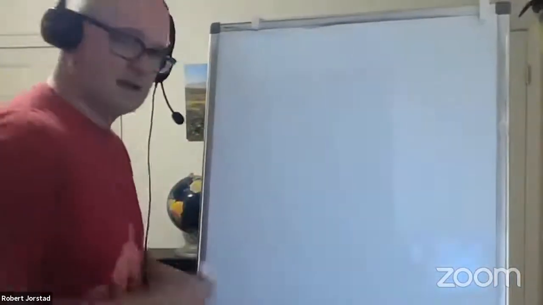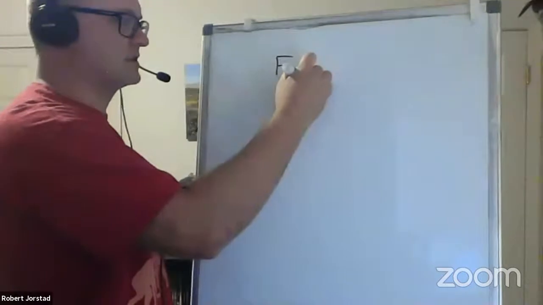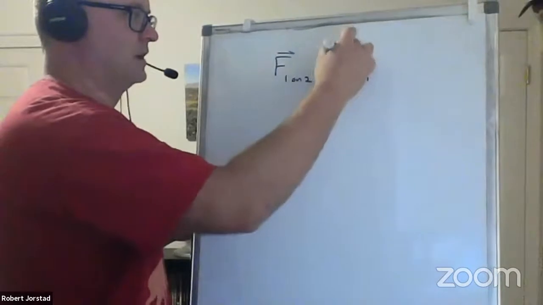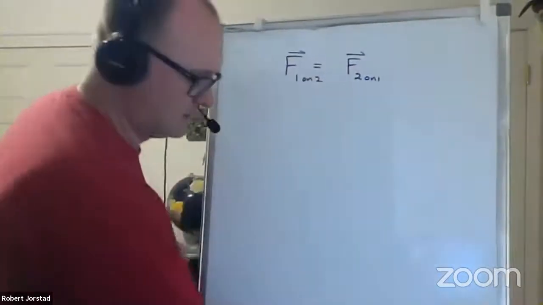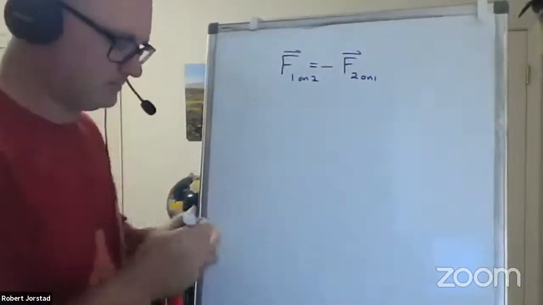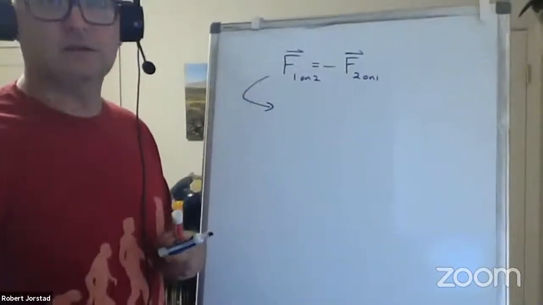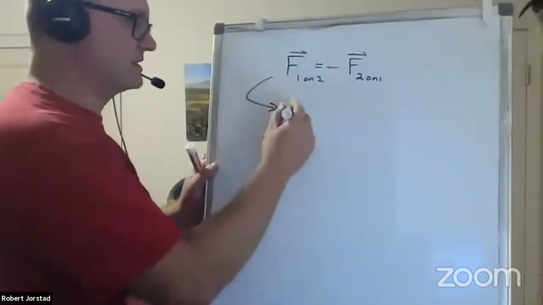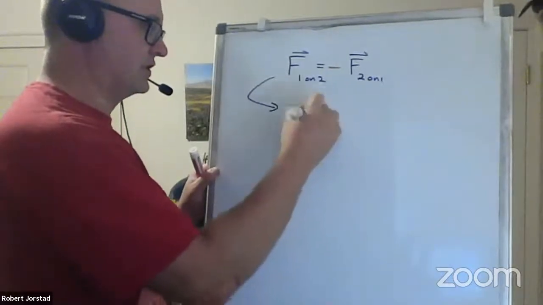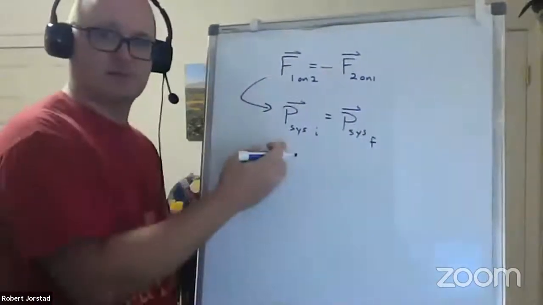So in this case, I just want to review something. Maybe you remember that the force that one exerts on two is equal and opposite to the force that two exerts on one. So equal and opposite, equal in magnitude, opposite in direction. From this, if you recall in chapter 9, we learned that this means effectively P of the system initial equals P of the system final. In other words, momentum is conserved.